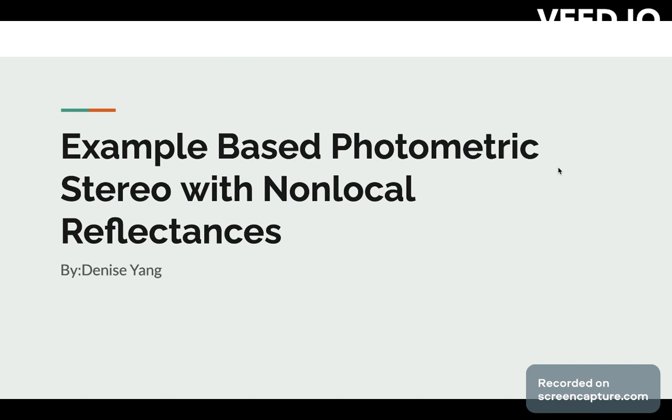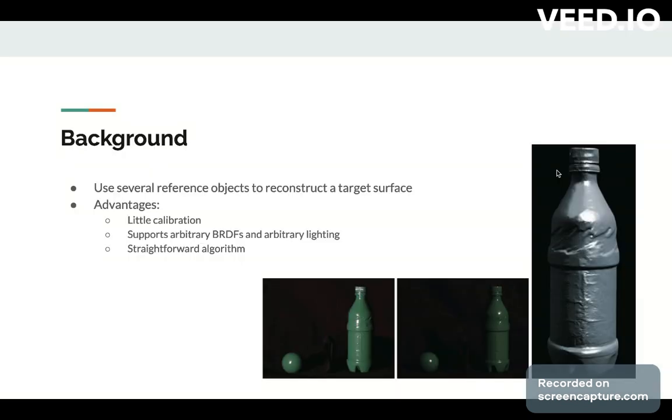Today I will be talking about example-based photometric stereo with non-local reflectances. A bit of background about example-based photometric stereo is that we use some sort of reference object with known normals in order to reconstruct another sort of object, such as this water bottle.